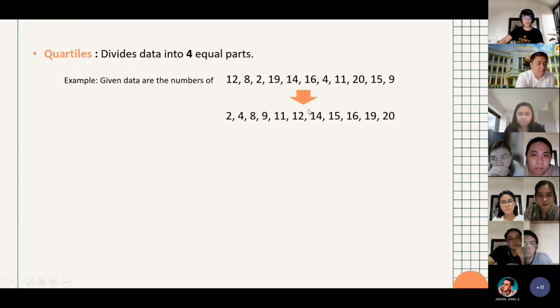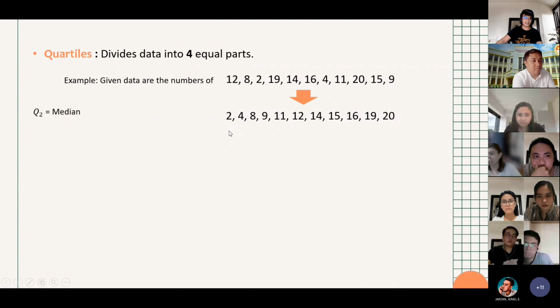Okay? So dito sa quartiles, ma'am, sir, ang ating median is ang second quartile or Q2. So how do we do that? So, ilan ba ang ating data is given? 1, 2, 3, 4, 5, 6, 7, 8, 9, 10, 11. So, we have 11 data here. So, automatically, ang ating 6th data ay ang ating median or ang ating second quartile.